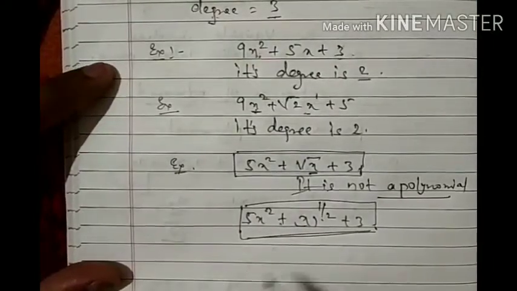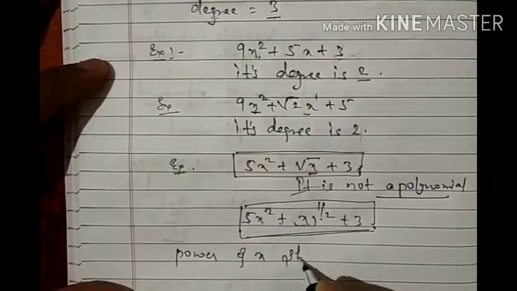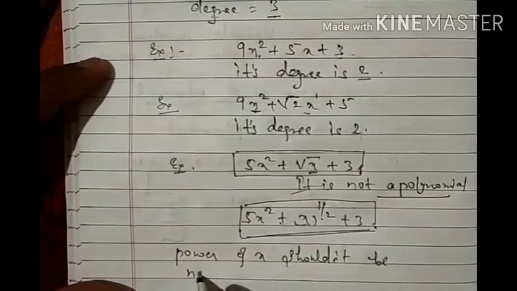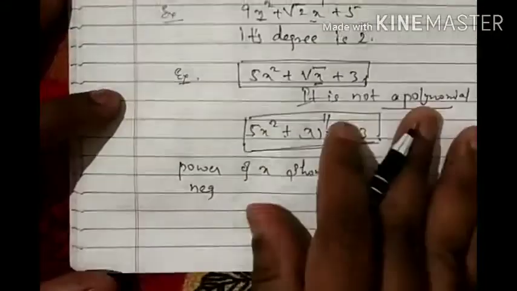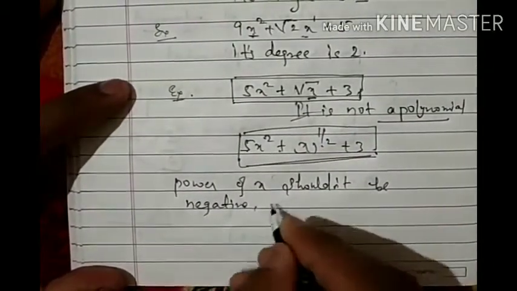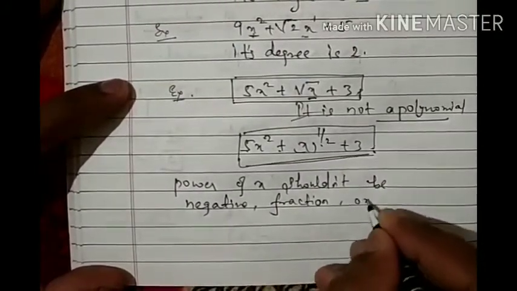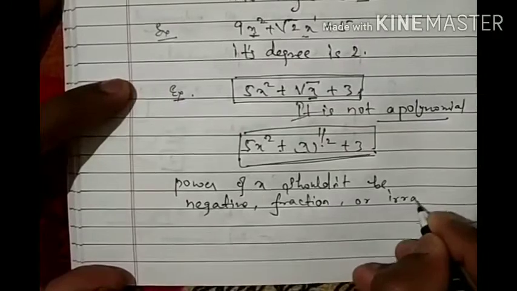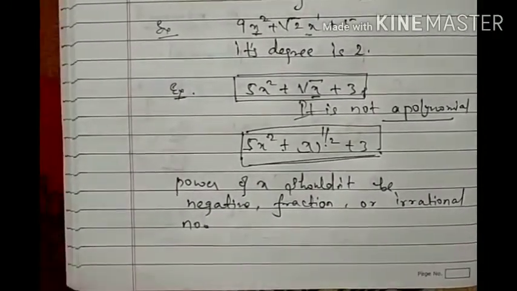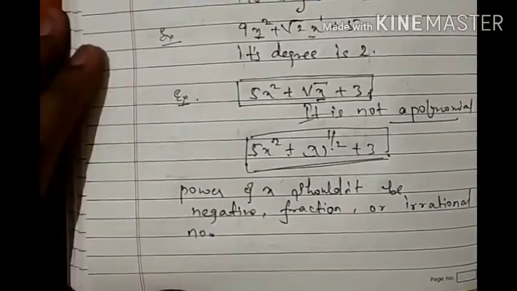Why is it not a polynomial? Power of x should not be negative, a fraction or an irrational number. So it is not a polynomial. So we cannot find the degree of this particular given expression.